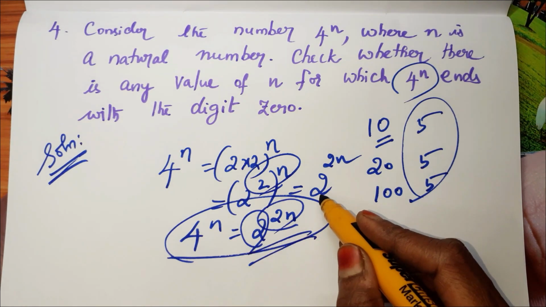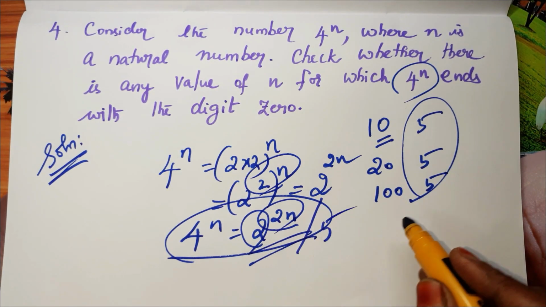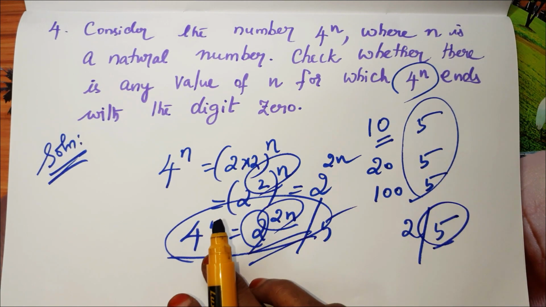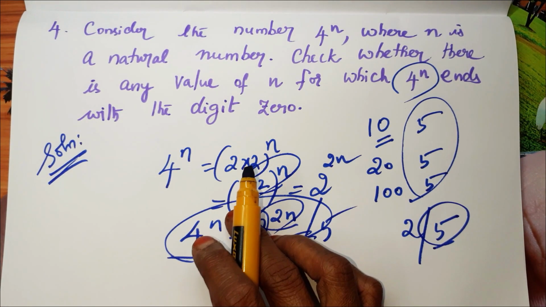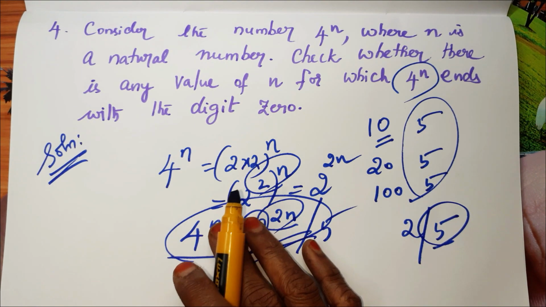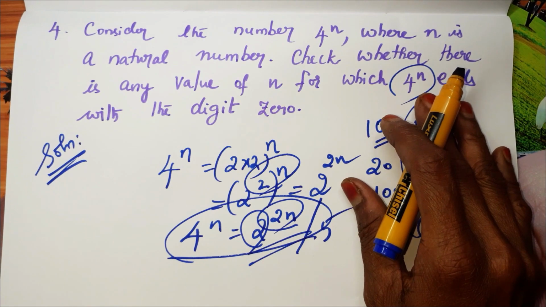This is not divisible by 5. 2 is not divisible by 5. Therefore 5 is not a factor of 4 power n. Therefore, we don't have any number ending with 0. Is it clear what I said?